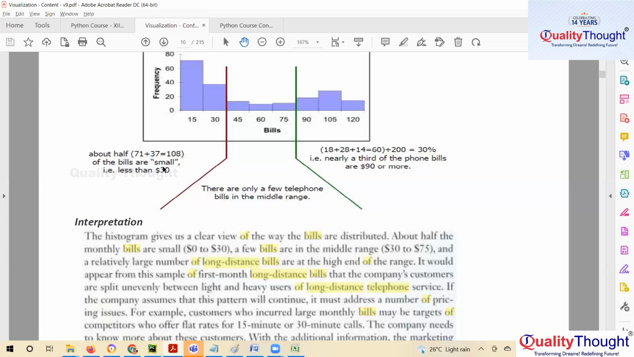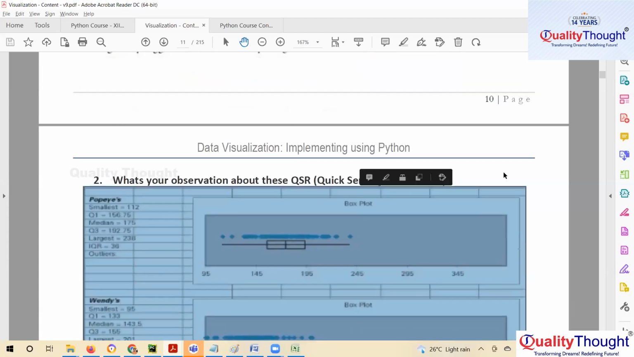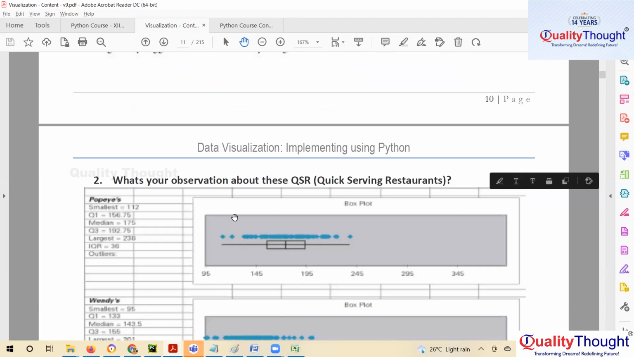Okay, so the next question is based on outliers. This is a restaurant called Popeyes, and this is a box plot. The blue points that you see are the data set. So ignore those blue points, just focus on the box plot.